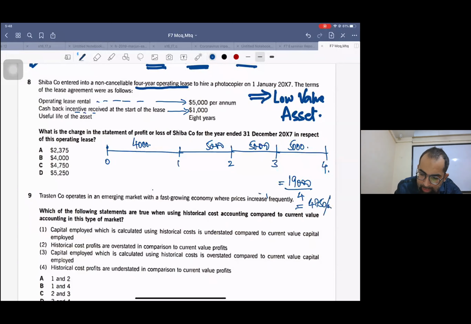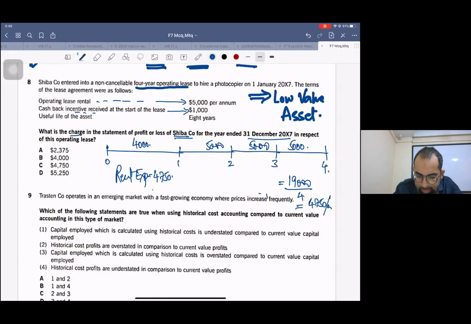So what they are asking is, what is the charge, meaning expense, to the statement of profit and loss of the company for the year ended 31st December. We'll book the rent expense as 4750. This is the answer. C is your answer.